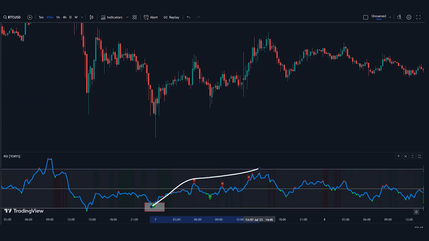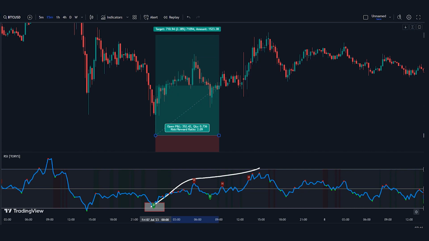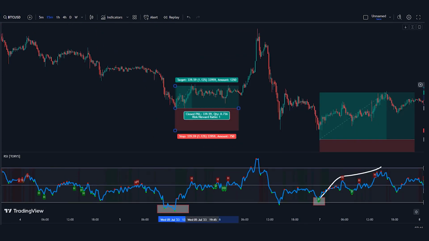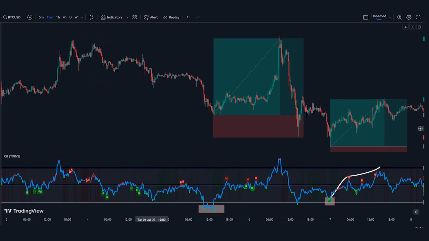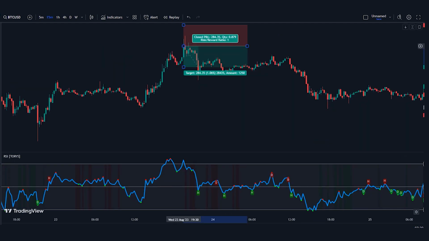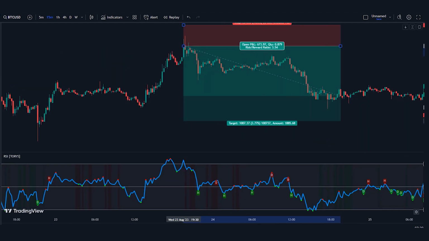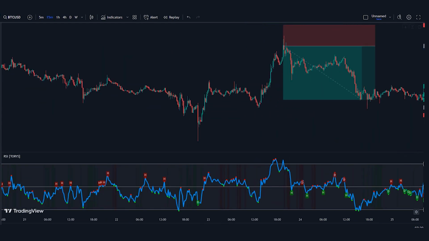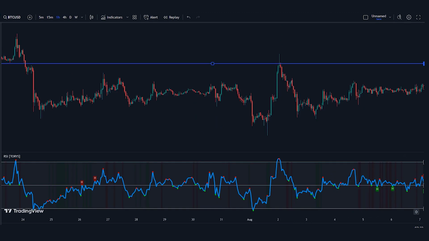Check out this example. The line is below the 30 level, and here is our green dot. We'll take a trade on a fresh candle. Here's an example of a sell trade, blue line above the 70 level, and here is a red dot. Open a trade on the new candle.